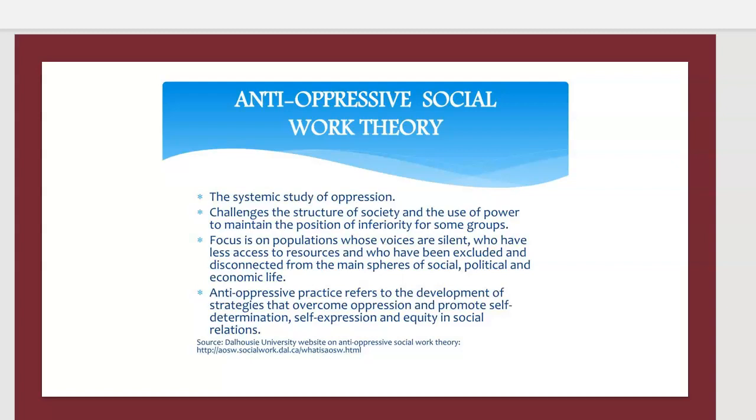The focus is on populations whose voices are silent, who have less access to resources, and who have been excluded and disconnected from the social, political, and economic life, and from full participation and gaining benefits from those in our society. An anti-oppressive practice refers to the development of strategies that help our clients to deal with and overcome oppression and to promote self-determination, self-expression, and equity in social relationships.